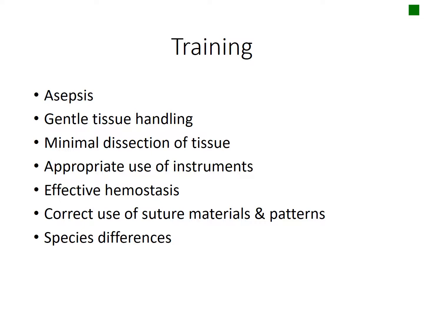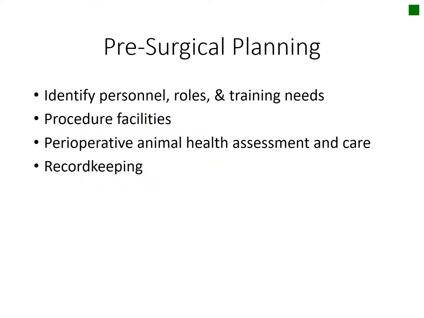And then knowing the species differences is one of the other things that these surgeons should know when they are performing surgery on various lab animal species. So pre-surgical planning is a really big part of lab animal management in regards to surgery. We have to identify the personnel and their roles and what their training needs are prior to surgery. We also have to make sure we have the procedure facilities in order to have surgery for the lab animals and have all the equipment that we need.